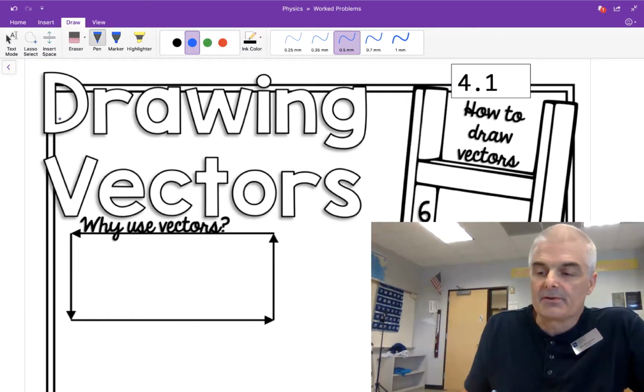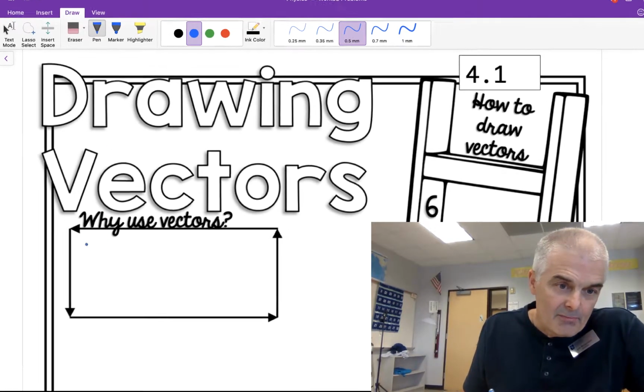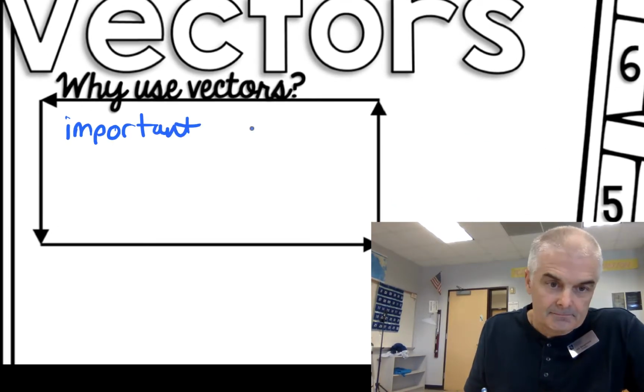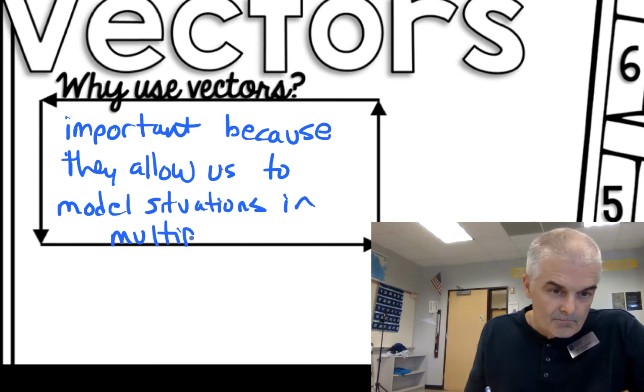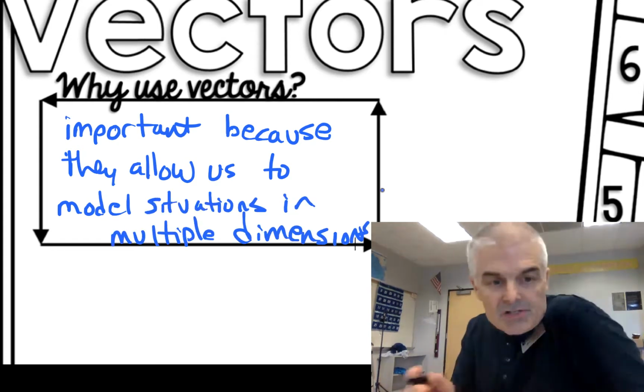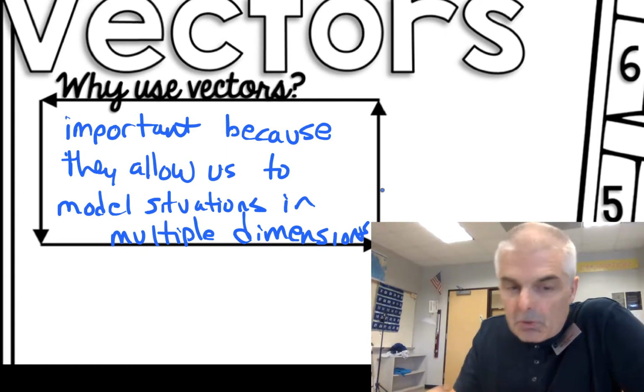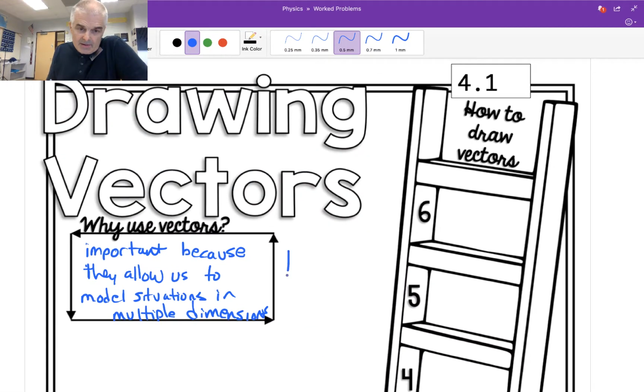So why do we use vectors? Why are vectors important? They are important because they allow us to model situations in multiple dimensions. What we're talking about really when it all comes down to is there will be an X and a Y, right? X here and a Y here. And what we can do is draw a vector here and a vector here, but usually we've got some kind of an angled thing going on, and that helps us to solve so many things. That's sort of an X and a Y.